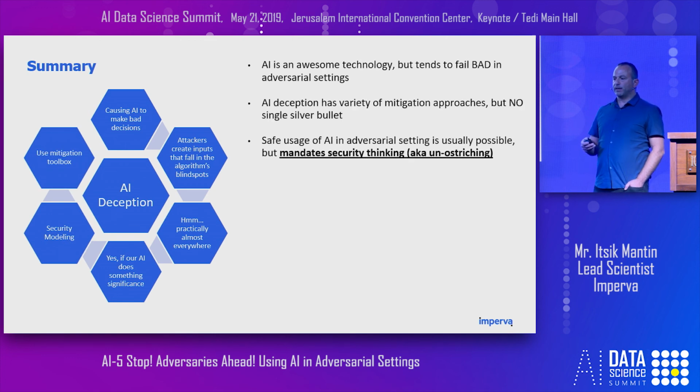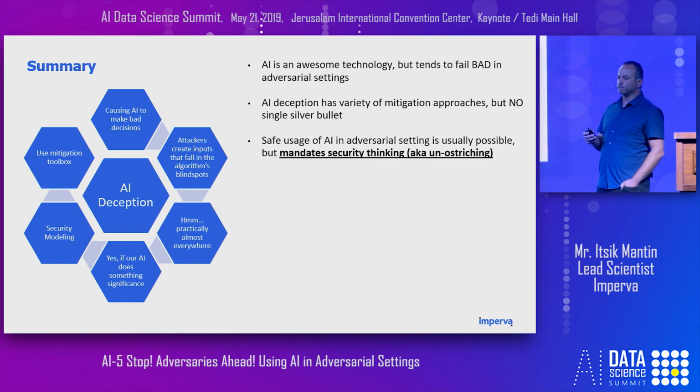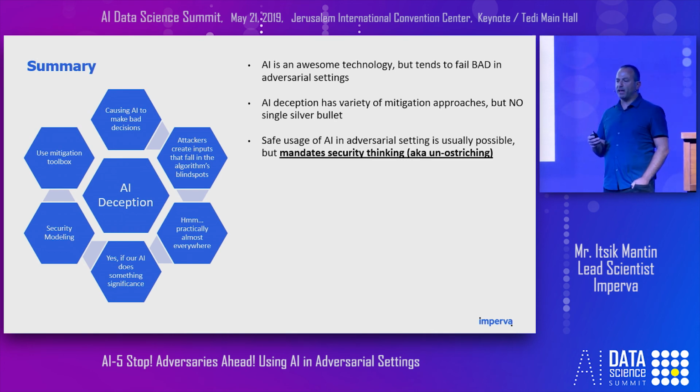And to summarize, AI is an awesome technology. It tends to fail badly in adversarial settings. AI deception has a variety of mitigation approaches, but there is no single silver bullet. And safe usage of AI in adversarial settings is usually possible, but it mandates security thinking, AKA un-ostriching.